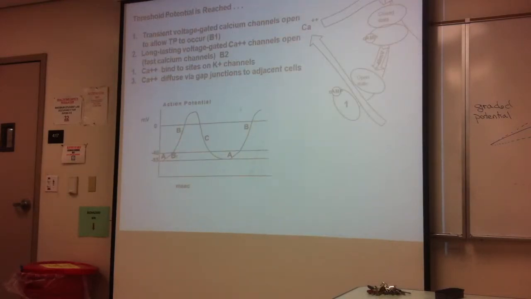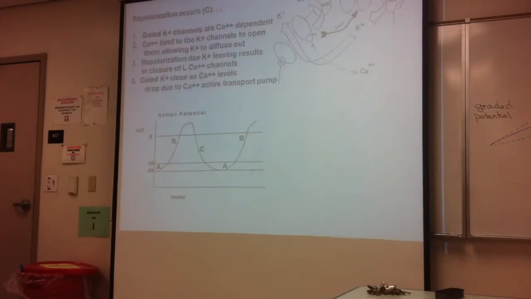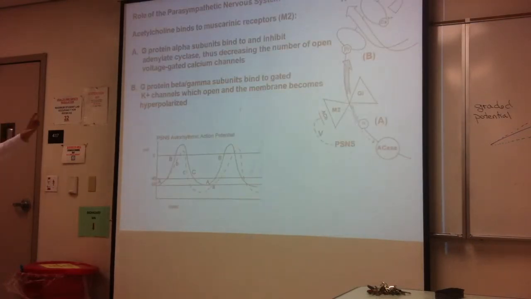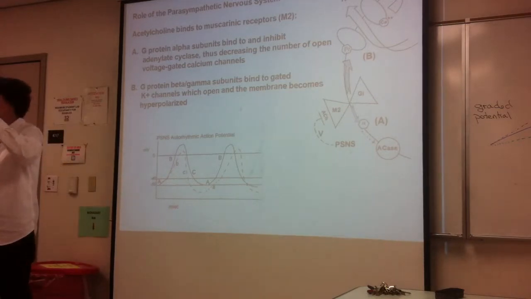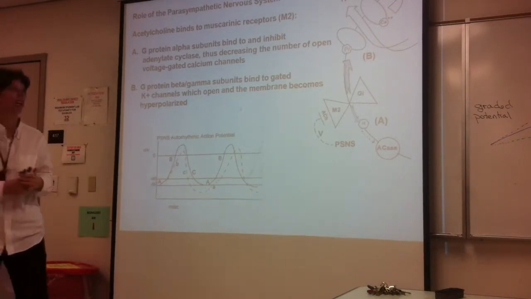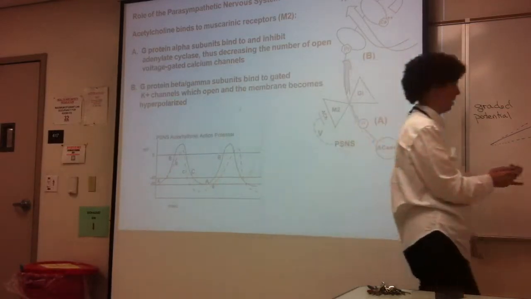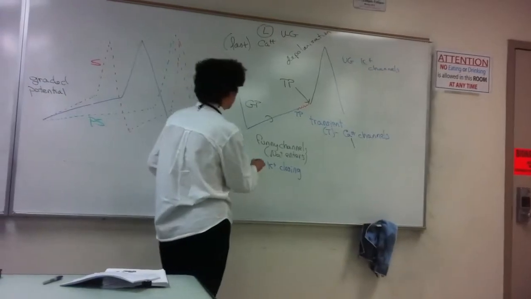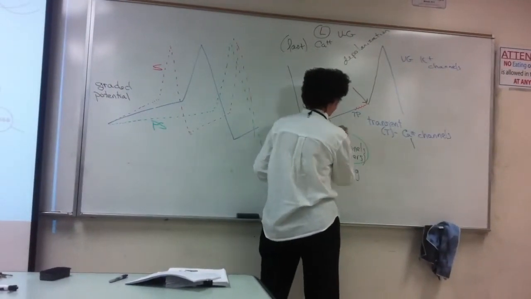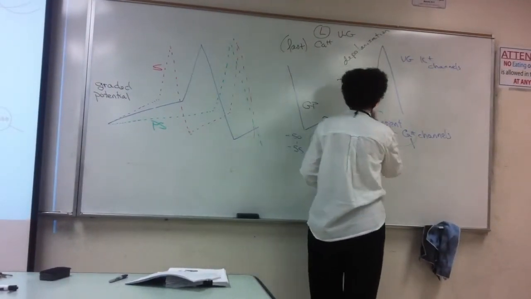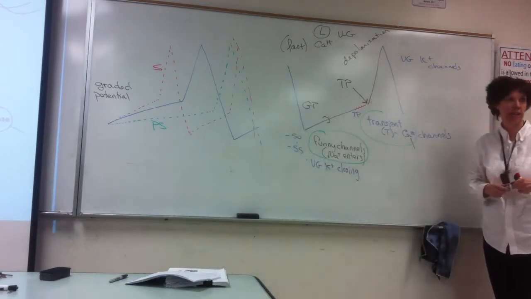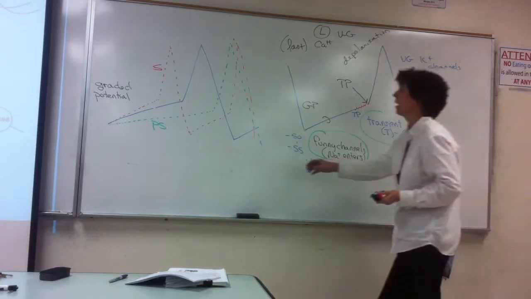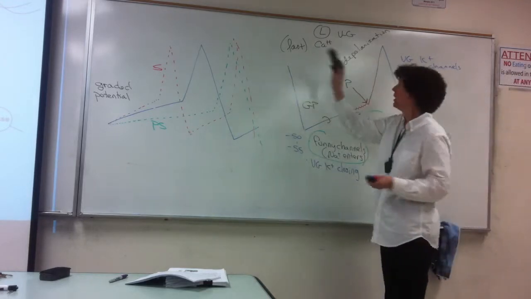I don't have a picture, but I have. So to slow it down, we do this by two things, okay? We affect, parasympathetic is green, right? So we affect the funny channels, and we affect the transient calcium channels through the parasympathetic nervous system. And there, well, I'll leave that up here.